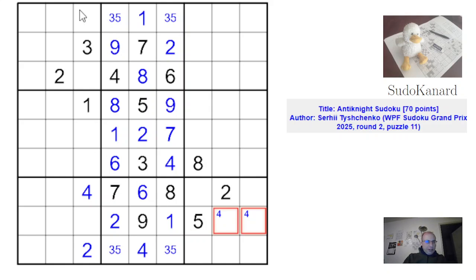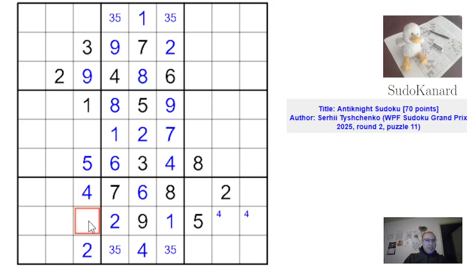So is there anything else to do? 7 is not here. 7 is not there. 7 can still be here or here. Oh, there's something with 5s. 5s can't be here. And because of that, 5 can't be here, so that's a 5. 6, 7, 8, 9. Oh, 6, 8, 7. So this has to be a 9.